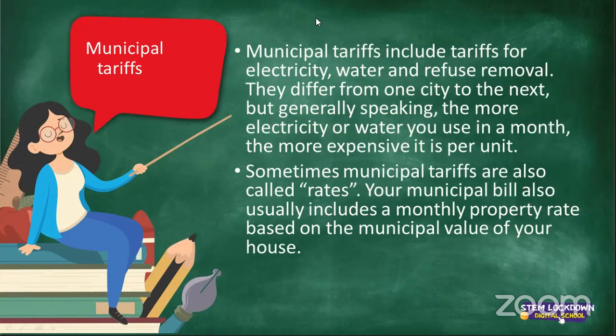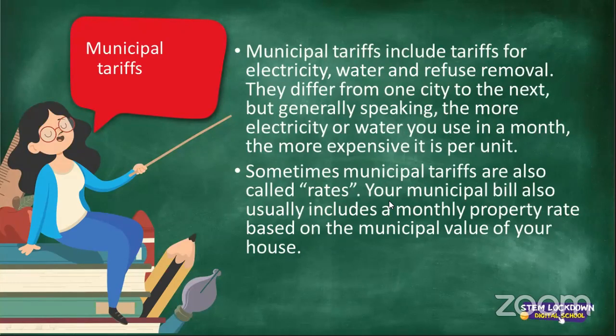Municipal tariffs are indicated in front of you. Municipal tariffs include tariffs for electricity, water, and refuse removal. They differ from one city to the next, but generally speaking, the more electricity or water you use in a month, the more expensive it is per unit. I think that would make sense. The more you use something, the more costly it becomes.